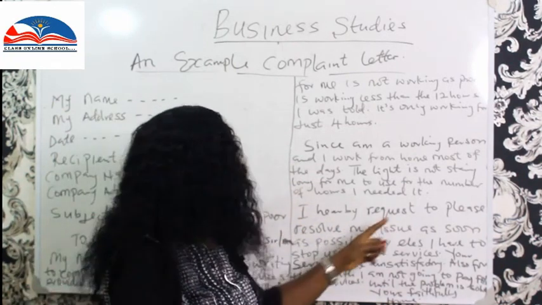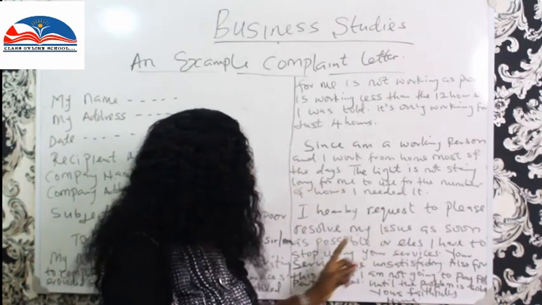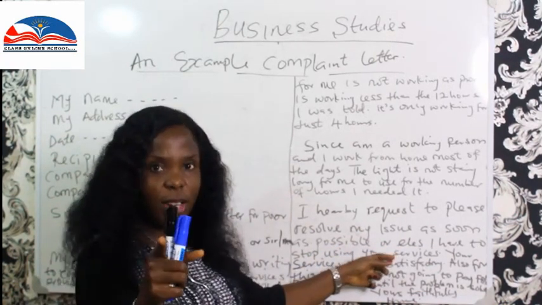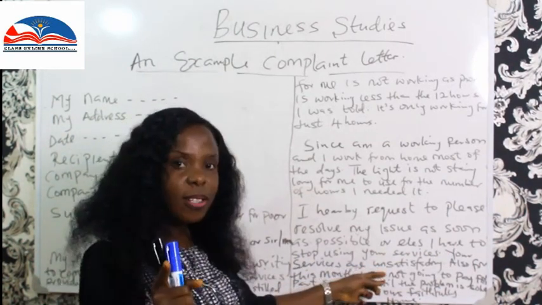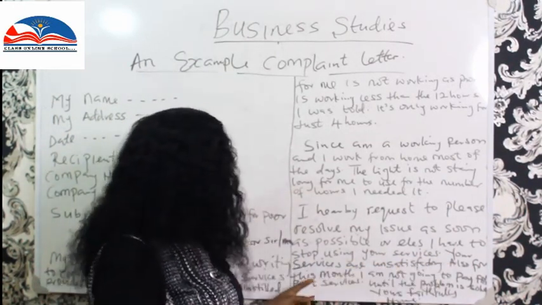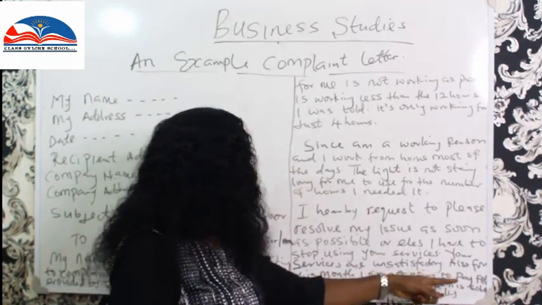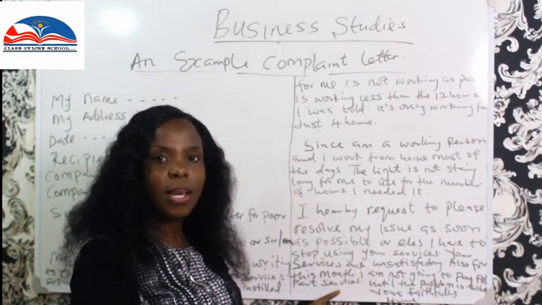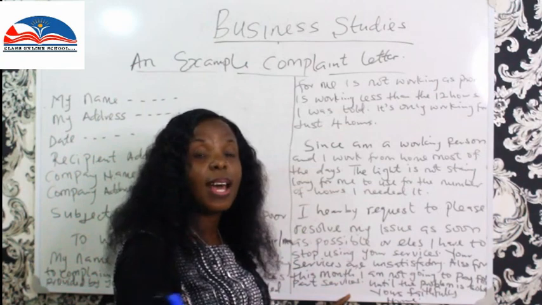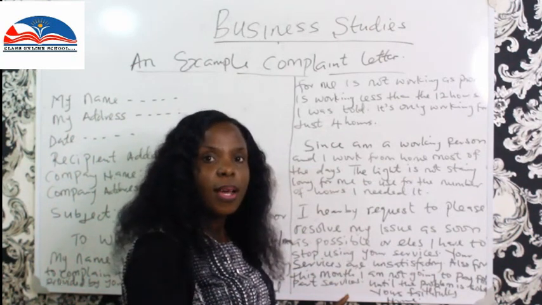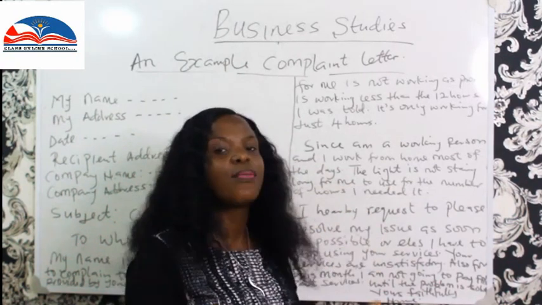I hereby request to please resolve my issue as soon as possible, or else I have to stop using your services. You are giving them a condition. Your services are unsatisfactory. Also, for this month, I'm going to pay for part service. Because the part service they have rendered, they said 12 hours of light, and you are having 4 hours. And so you are going to just pay for the hours you use their services.